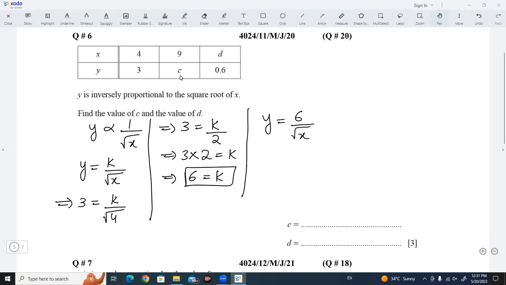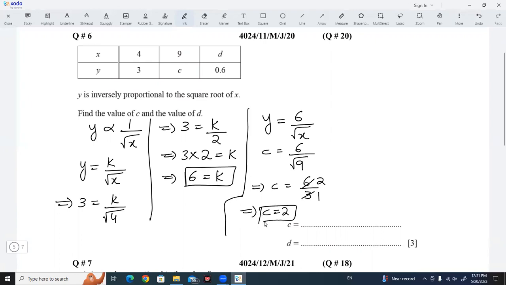So what is c? C is the value of y when x was 9. So now simply putting y equals c and x equals 9. What's the square root of 9? 9 is also a perfect square. It's a paper 1 question, so no need to use calculators. So simply write c equals 6 over square root of 9, which is 3. So 6 by 3 can be solved quite easily. 3 one times is 3 and 3 two times is 6. So c equals 2. We can write down the answer in the given space, that is c equals 2.